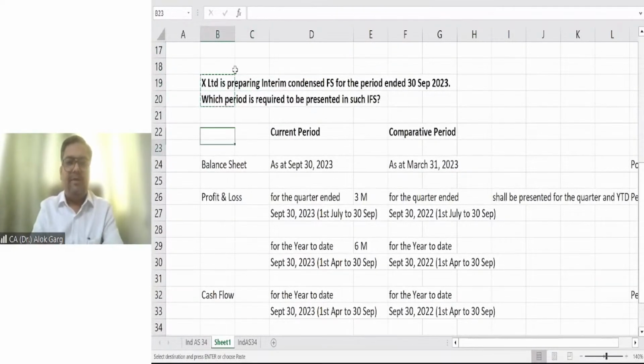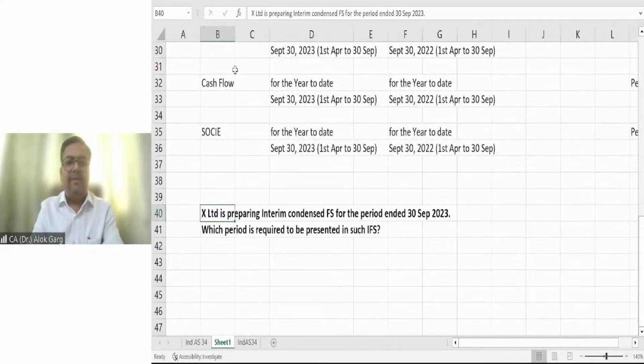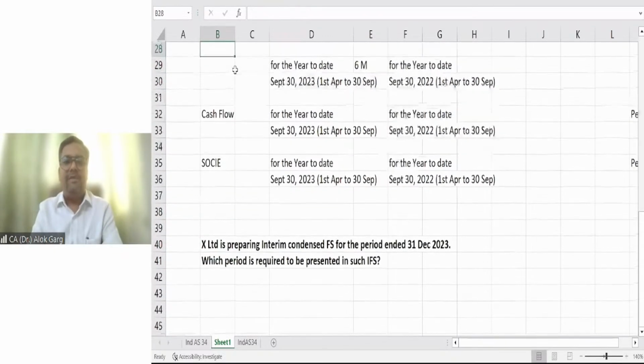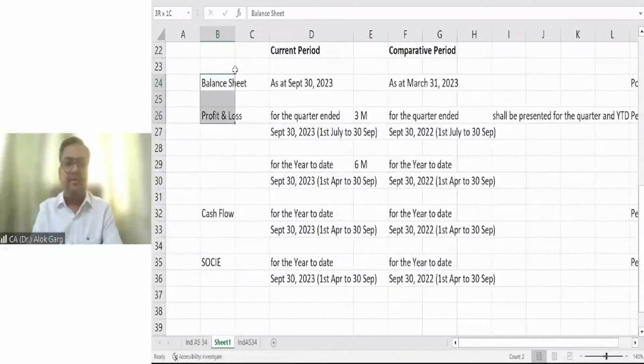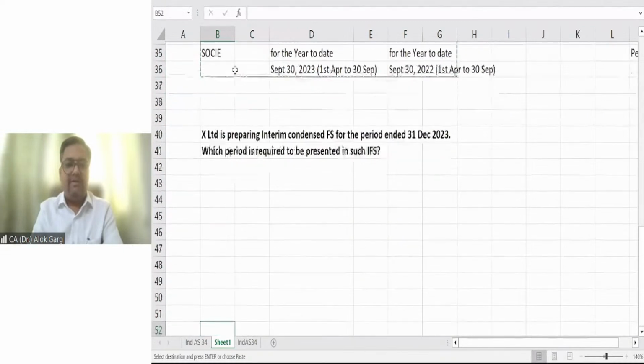X Limited is preparing interim condensed financial statement for the period ended 31st December 2023. Which period is required to be presented in such interim financial statement? Quickly, you guys need to tell me. I'll not spend much time here, right?